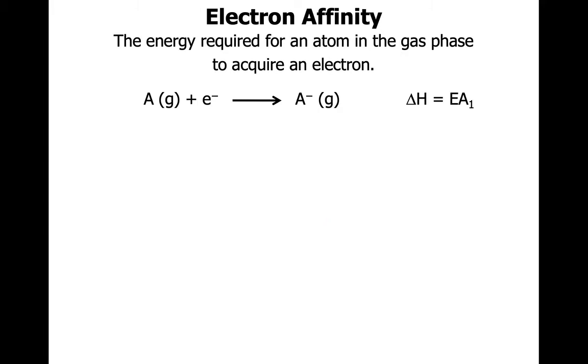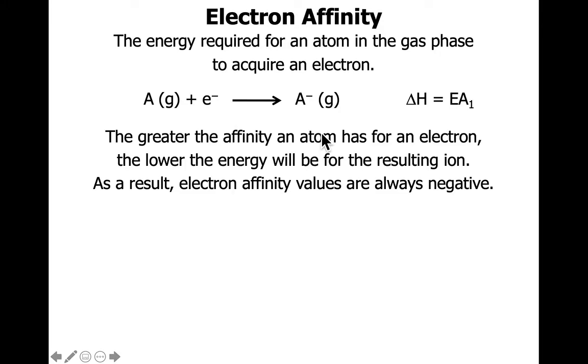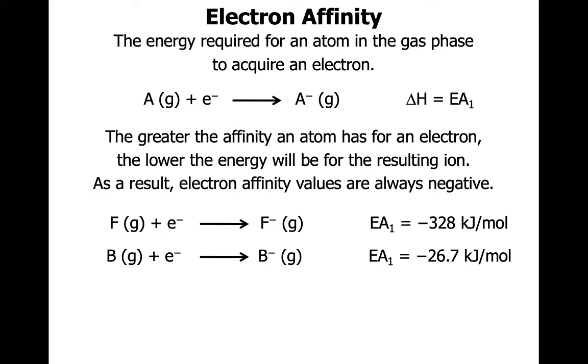All right, one final trend for us to talk about, electron affinity. Now we take an atom, we put it in the gas phase, and we introduce an extra electron to it. So we take an atom and we transform it into the anion. The greater the affinity an atom has for an electron, the lower the energy will be for the resulting ion. As a result, electron affinity values are always negative. Okay, so all of these are negative, but some are more negative and some are less negative.